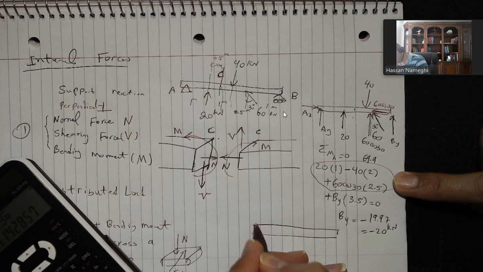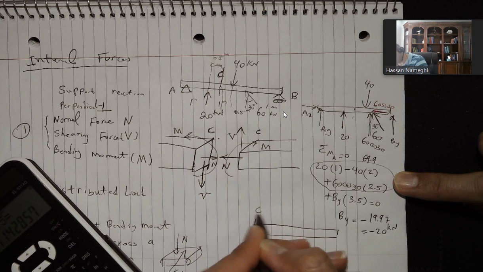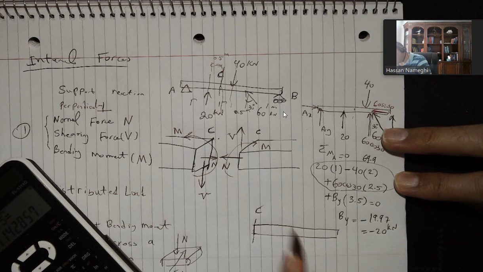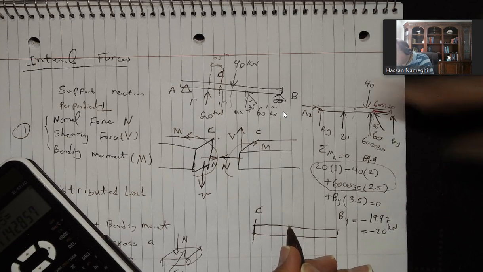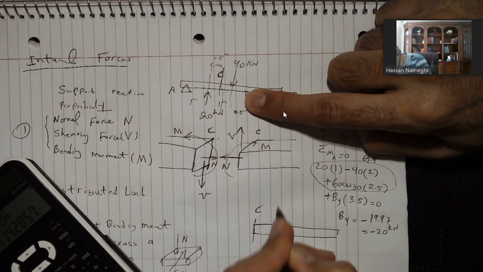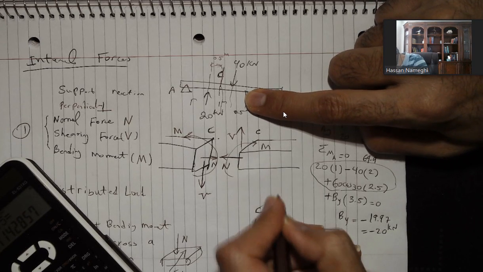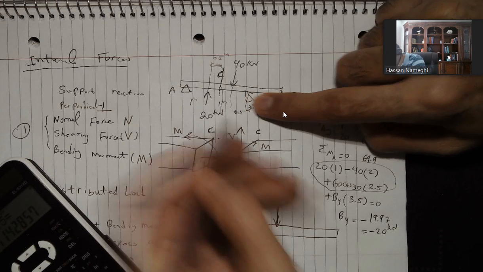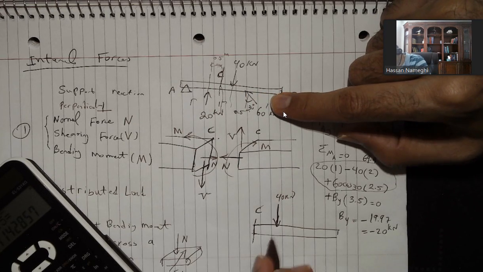Again, I'm going to have the point C here, that's point C. After point C, you have 40 kilonewton going down. That's in the distance of half a meter. Remember, that side is half a meter, this side is half a meter.